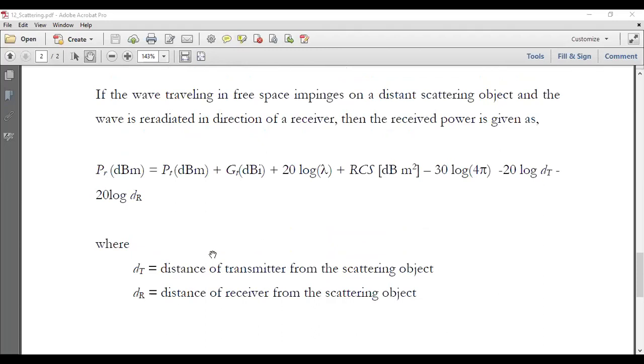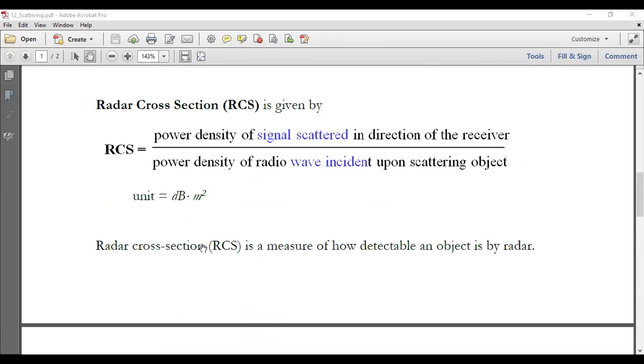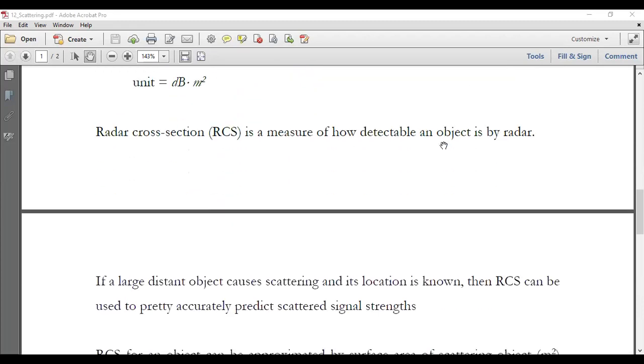The proof of the equation we are not showing. That completes our discussion on scattering. Any questions? No, sir. Okay, then we'll have another short discussion.